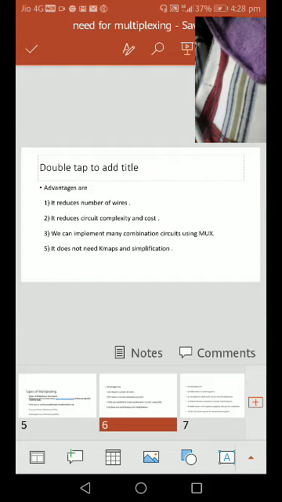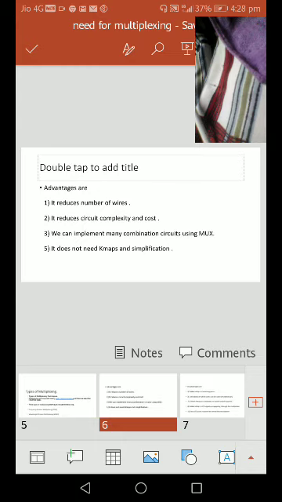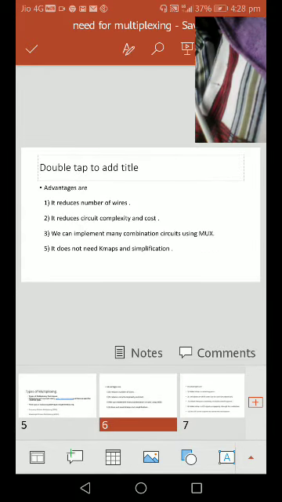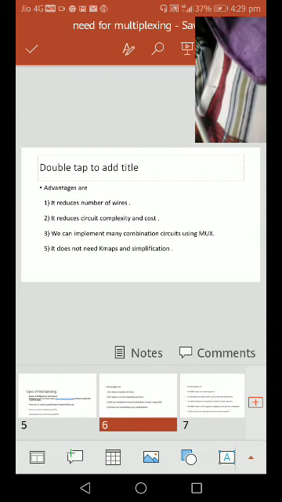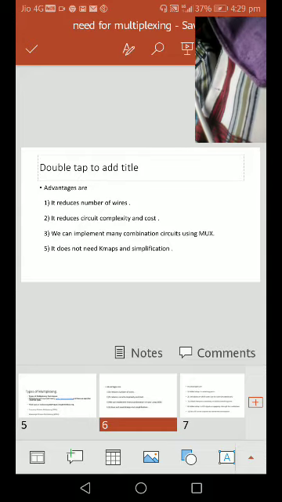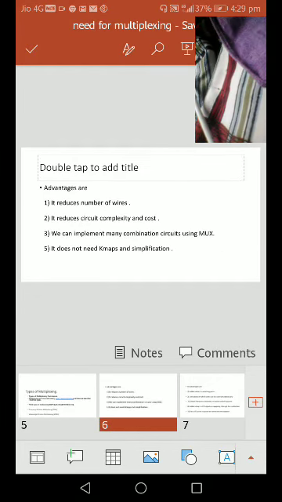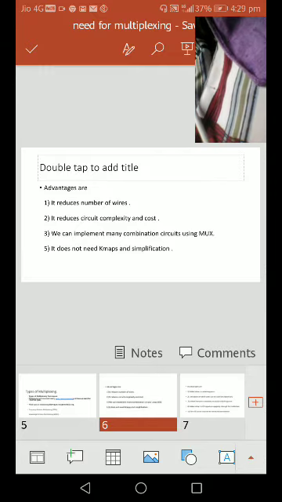The second advantage of multiplexers is that they reduce the circuit complexity and cost. Multiplexers are used nowadays in telephony systems, reducing the overall complexity and design, and making it simple for users to utilize. That's why we are using it. Cost is another factor in manufacturing: low cost is useful for customers, with quality of design and low cost to maintain. It reduces the circuit complexity and cost.